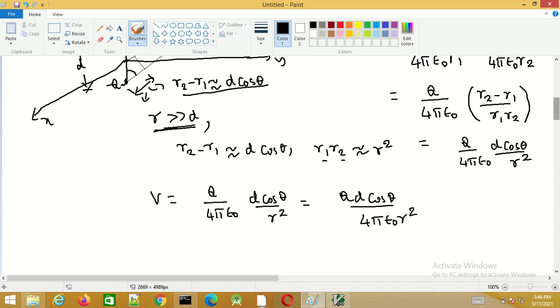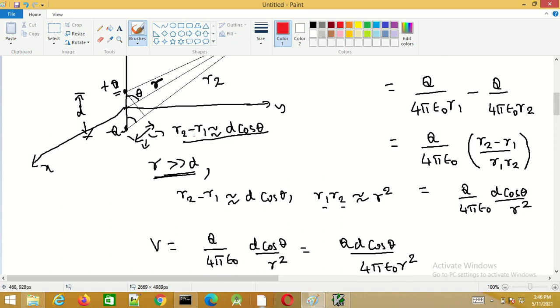So here we can define a vector P. This vector P is pointing from negative charge minus Q to positive charge plus Q. This new vector can be defined as P is equal to Q into D, where D is the vector from minus Q to plus Q. This P is known as the dipole moment.